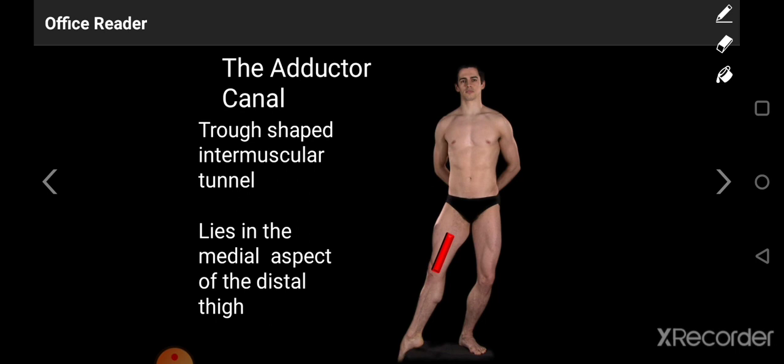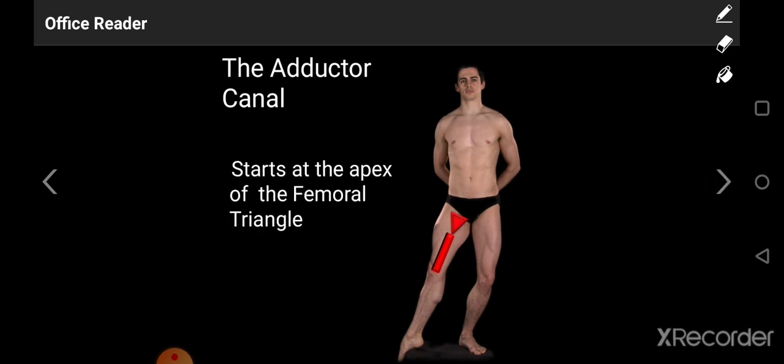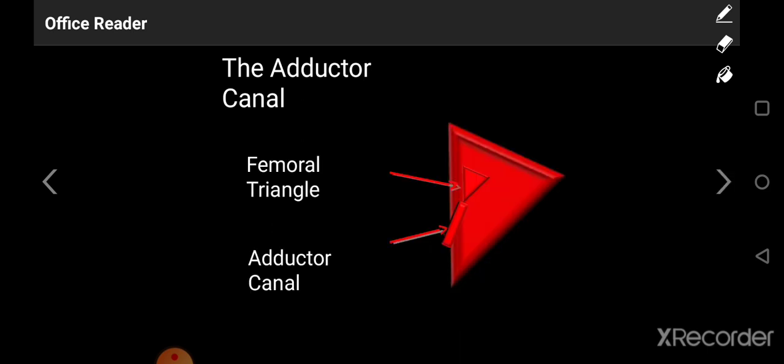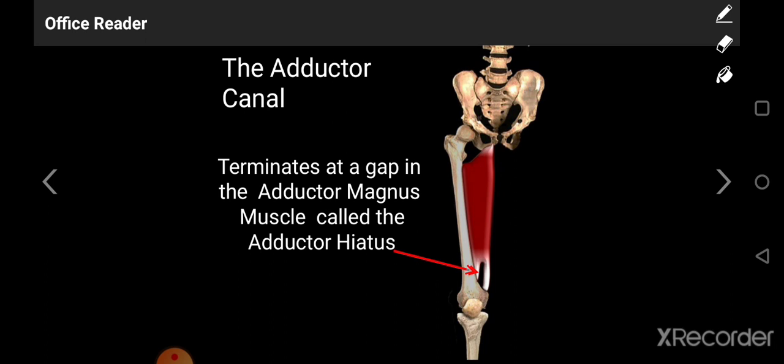The red line in the image shows the approximate location of the adductor canal. It starts from the apex of the femoral triangle, as shown in the image. The triangular area is the femoral triangle. So this is the femoral triangle leading to the adductor canal. It terminates at the gap in the adductor magnus muscle known as the adductor hiatus. So this is the terminal point of the adductor canal. This is the osteoaponeurotic opening in the adductor magnus, which is the last point of the adductor canal.